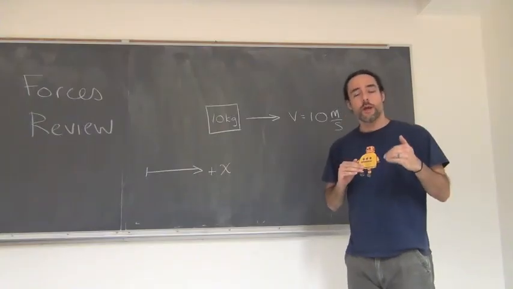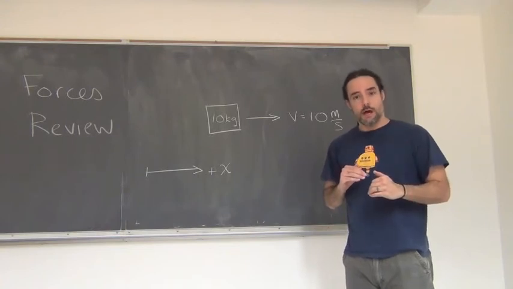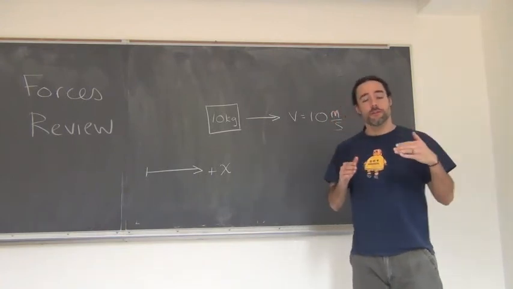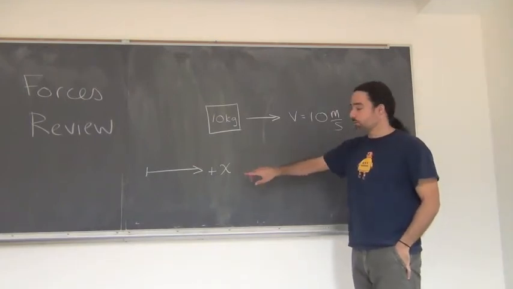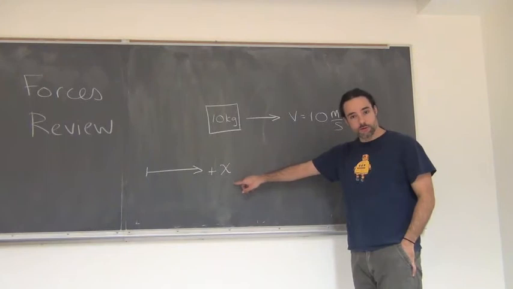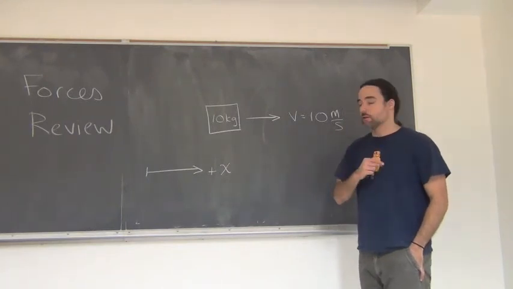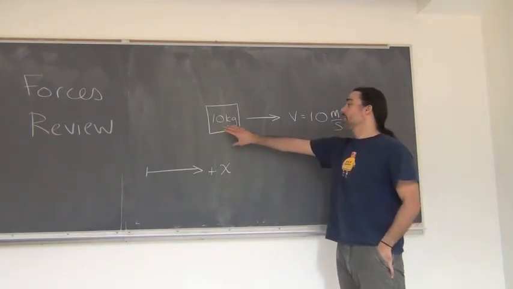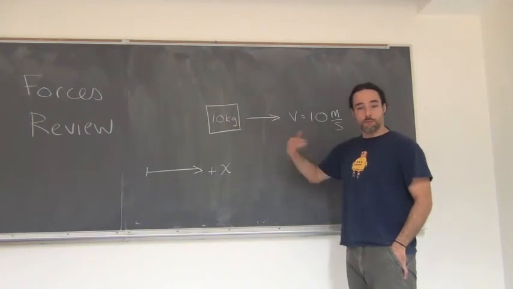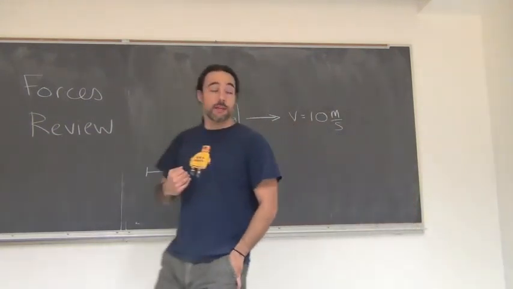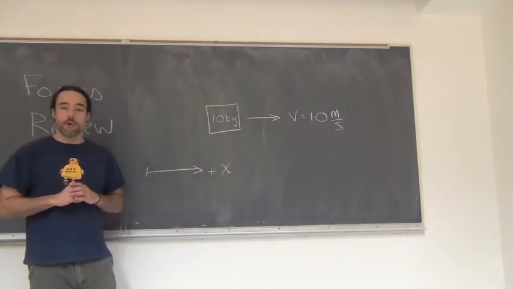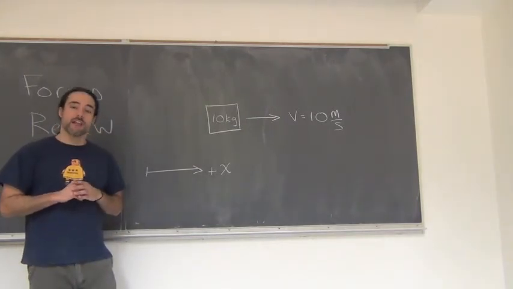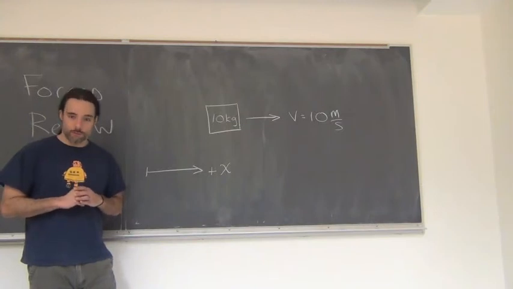We're going to start with a quick review of forces. To do that, I wanted to start with a couple of conceptual problems. Let's say we define, per usual, the positive x direction being to the right. I've got a 10 kilogram block that's being pushed to the right at a constant speed of 10 meters per second. Is the net force on the block positive, negative, or zero?